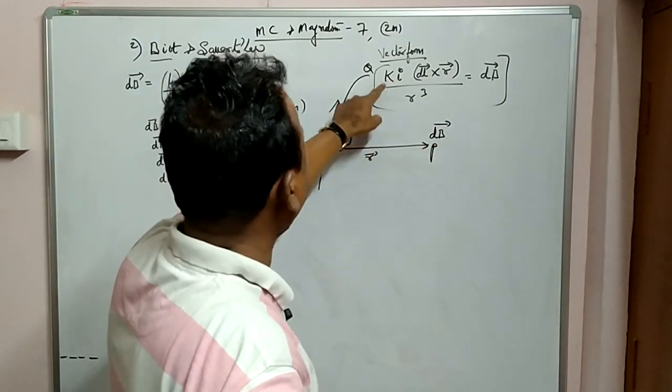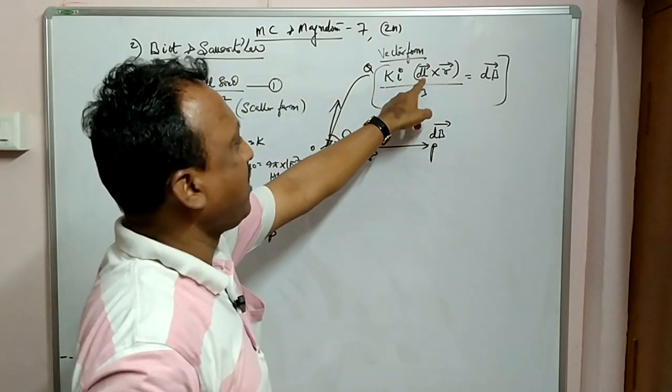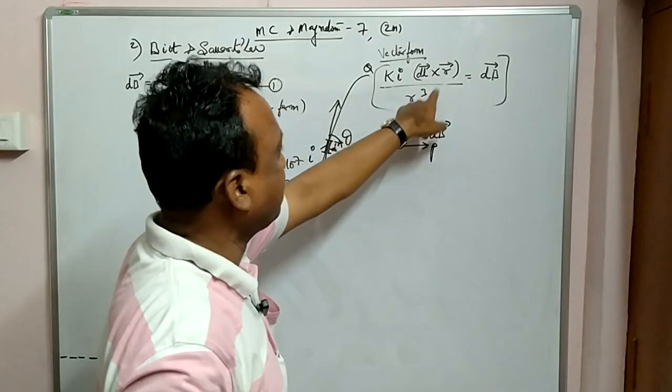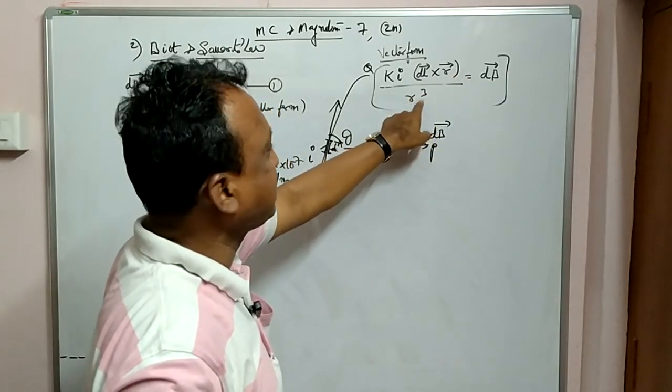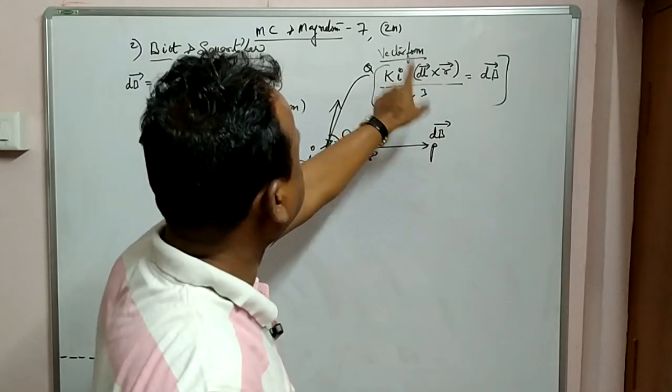K is mu naught by 4 pi, I dl. So when you expand this, what happened? Modulus of dl, modulus of r, sin theta by r cube. R and r cube get cancelled, r square is left over. So you get I dl sin theta by r square.